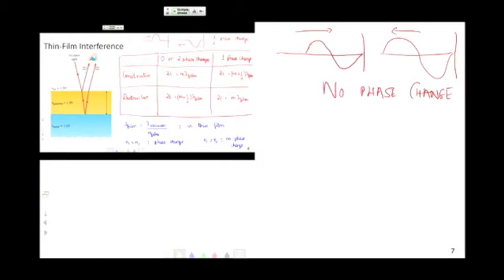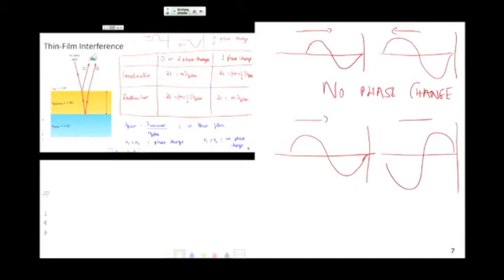Okay? It goes back the same way that it came. If it's coming this way and it goes back like that, then there's a lambda over 2 phase change. That tells you that when I have one wave changing phase but the other is not, because they're out of step, imagine one doesn't have a phase change and one does, then they're going to cancel each other out if they're shifted by an integer number of wavelengths. So you have to shift them by a half wavelength in addition.